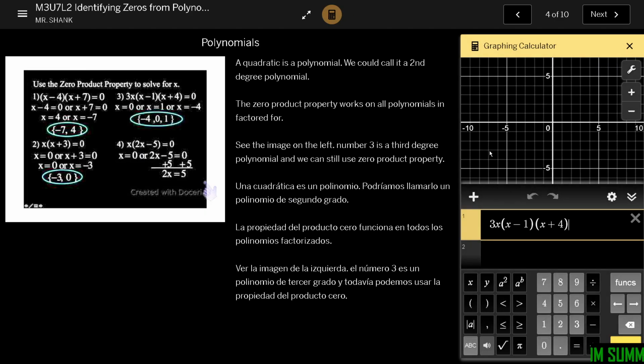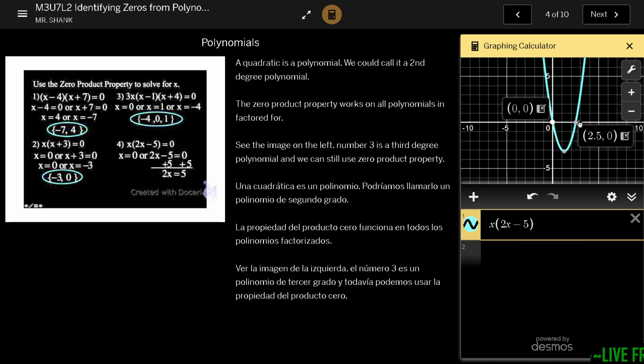Let's actually check. I'm going to graph that out. One of them is going to be at 0, the other one's going to be at 2.5. So let's check it out. I have x times 2x minus 5. It's a quadratic function because I have two x's in here. One point goes through 0, 0, the other point goes through 2.5. Make sure you're checking it out on your graph. Even though it only has two x-intercepts, it's still a quadratic function, and it's still technically a polynomial. Try practicing some more on here.